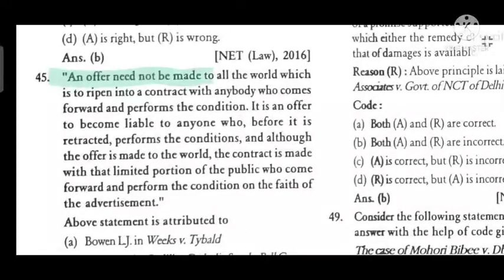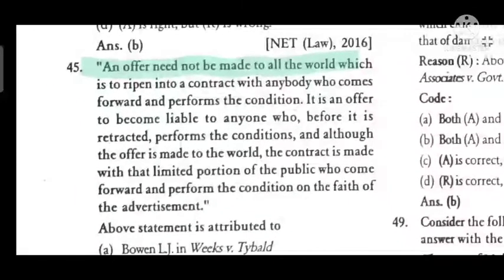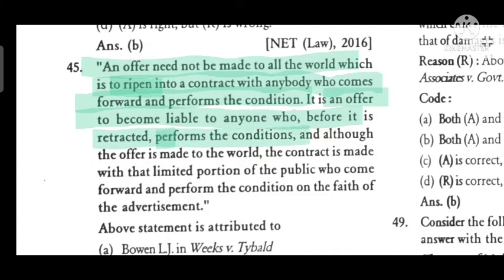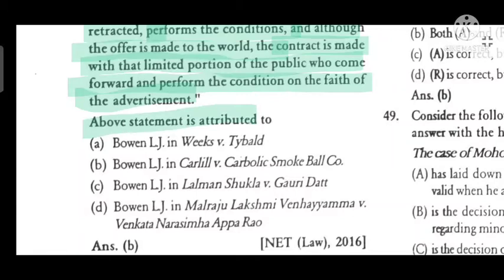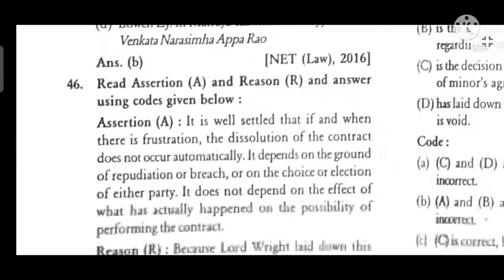An offer need not be made to all of the world, which is stipulated in the contract. When anybody comes forward and performs the condition, it is an offer to become liable to anyone who, before it is retracted, performs the condition. Although the offer is made to the world, the contract is made with the limited portion of the public who came forward to perform the condition on the faith of the advertisement. The above is attributed to Bowen LJ in Carlill versus Carbolic Smoke Ball Company.